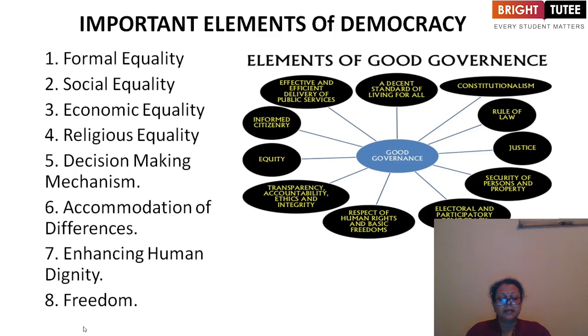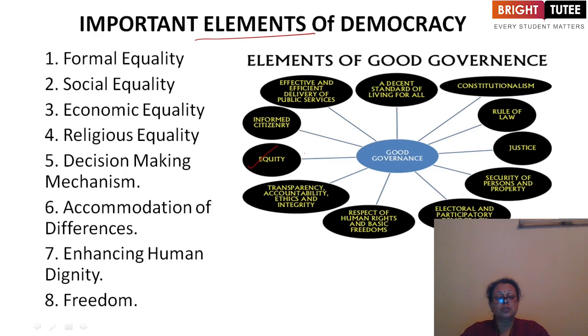Then we have the important elements. What do we say? The important elements of democracy. What are the important elements? This is actually required for good governance to take care of the development of the country. For that, to give recognition to the citizens, to provide them a dignified life. This is required. These elements are completely based on equality.